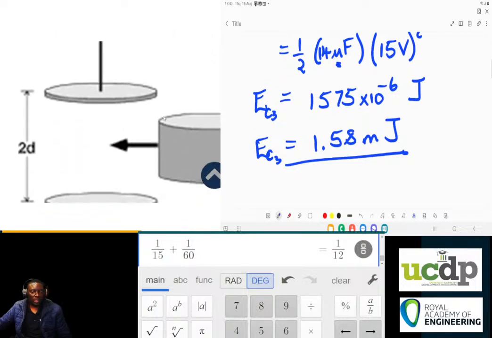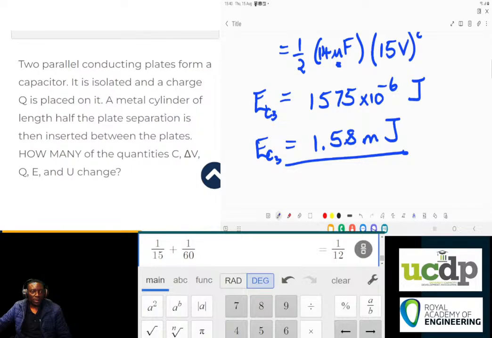Okay, so this one has got a diagram. The question reads: two parallel conducting plates form a capacitor. It is isolated and charged, and a charge Q is placed on it. A metal cylinder of half the plate separation is then inserted between the plates. How many of the quantities C, delta V, Q, E, and U would change?